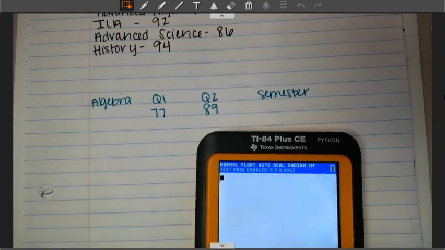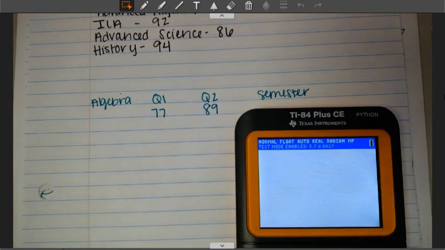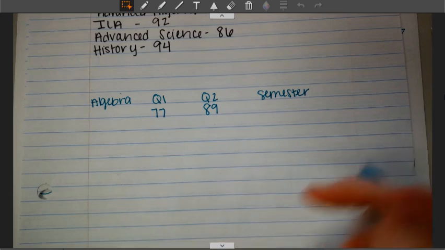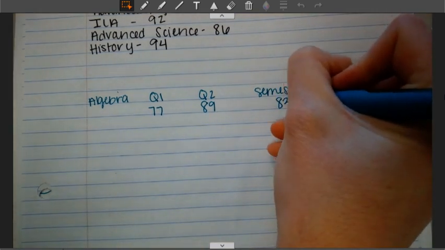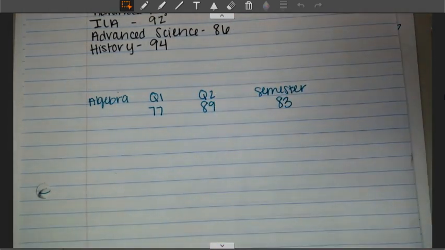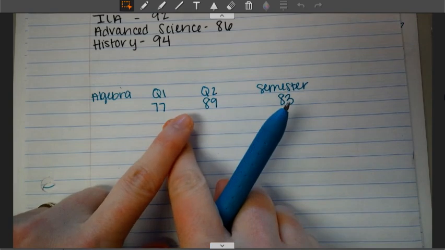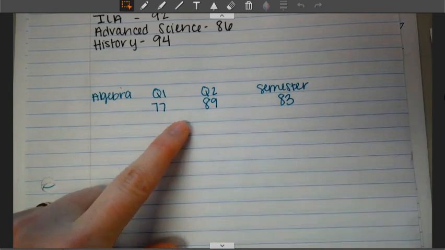To get your semester average, what you would do is add 77 plus 89. And then after I figured out my total, I'm going to divide that total by 2 because there were 2 grades that I added together. And so I got my semester average of 83. So when you're calculating GPA, it's based off your semester average. So the first thing you need to do is get your quarter 1 and quarter 2 grade, add them together, divide by 2 to get your semester.